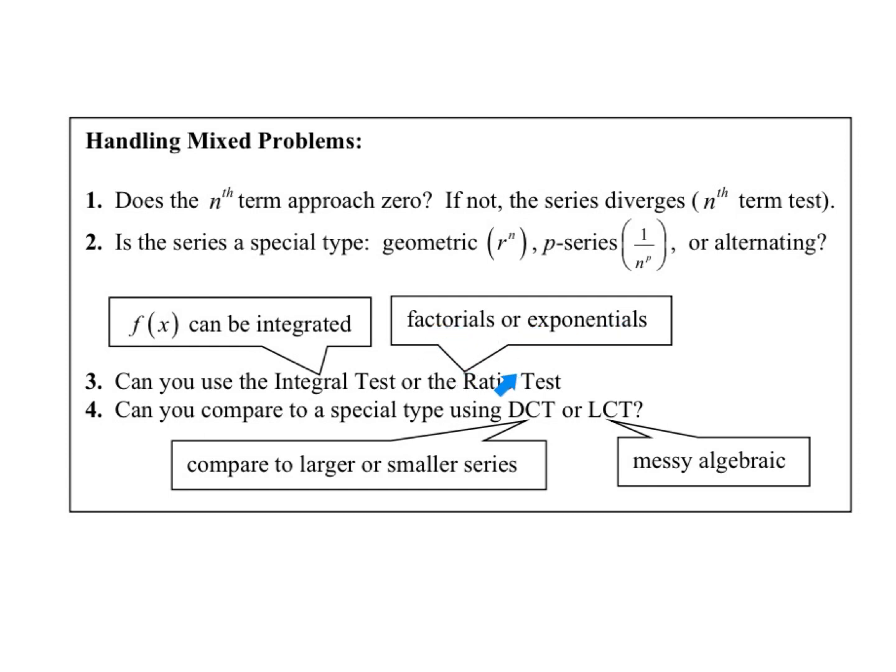Factorials or exponentials, okay? Can you compare them to another one of these that you already know? Direct comparison test. Is the algebra messy? That's where you might want to do the limit comparison test. So this is starting to give you an idea of how to approach each of these problems and which test to maybe look at.